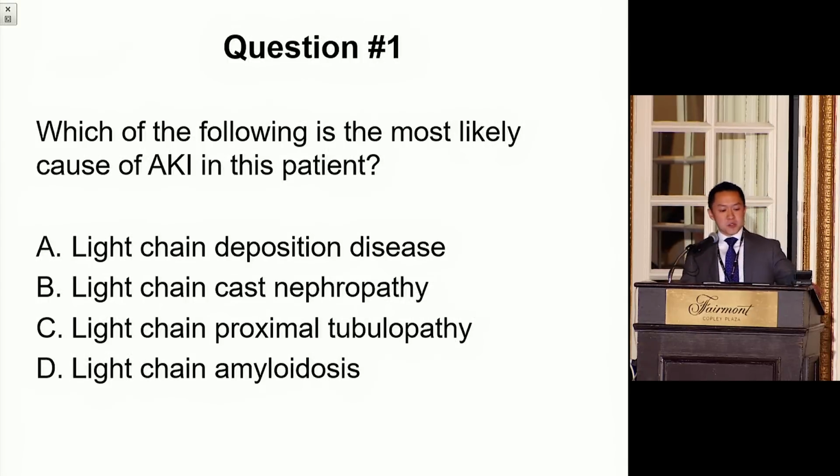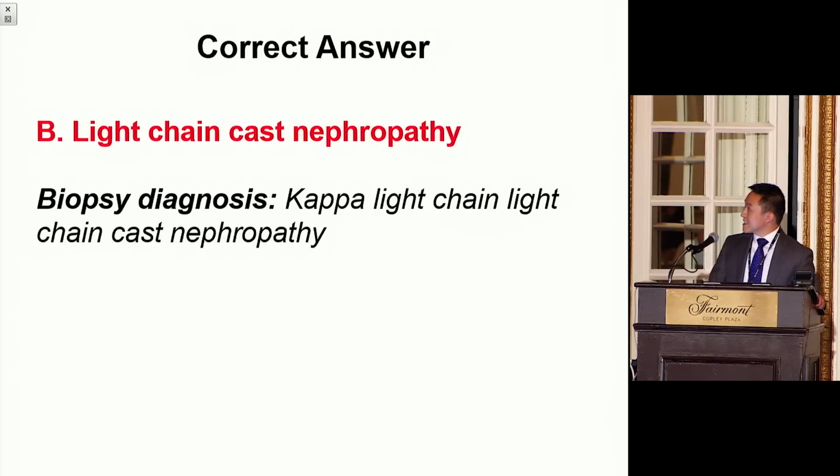So my first question for you is this. Which of the following is the most likely cause of AKI in this patient? Light chain deposition disease, light chain cast nephropathy, light chain proximal tubulopathy, or light chain amyloidosis? All in favor of A, raise your hands. B, C, and D? All right, well, it looks like the majority was correct. This is a diagnosis of light chain cast nephropathy.